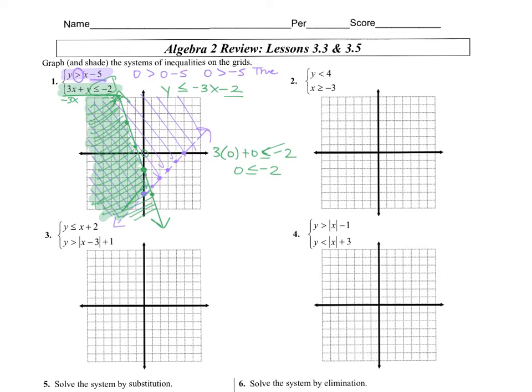Okay. All right, number 2, notice these guys. You have y is less than 4, so think of that as y equals 4, and then x is greater than or equal to -3. So y equals is a horizontal line. Okay, x is a vertical line. So if it's y is less than 4, we're doing a horizontal line at 4.